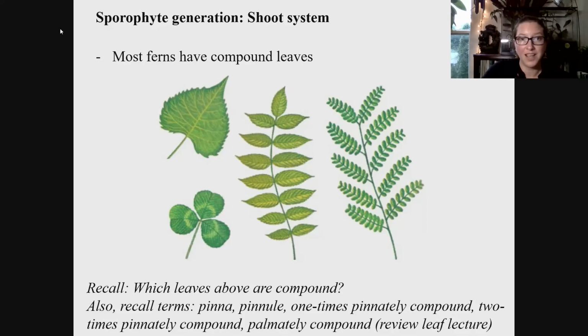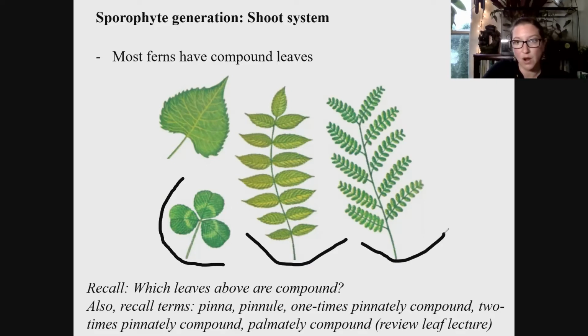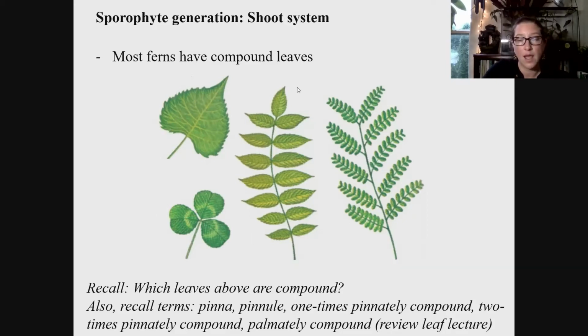So hopefully you are able to determine that all these leaves are compound leaves, whereas this one is a simple leaf. If you don't know why, go back to your notes in the leaf lecture. And also recall these other terms from the leaf lecture: pinna, pinnule, once pinnately compound, twice pinnately compound, palmately compound, etc. If those terms are not familiar to you, go back to that leaf lecture.